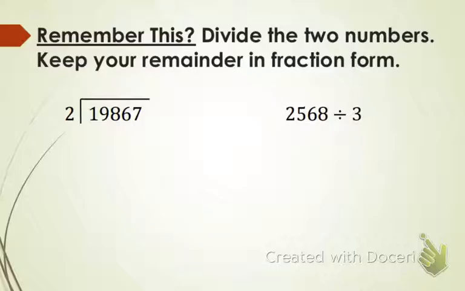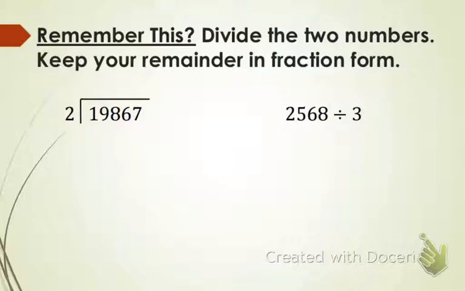I'm going to show you how to do it in two different methods, but before we start, I need to see if you remember how to divide the long way. Divide the two numbers, keep your remainder in fraction form. Right now you'll see what I mean by fraction form. When they taught you how to divide, you had to look at each digit individually and see how many times this outside number can go into that inside number.